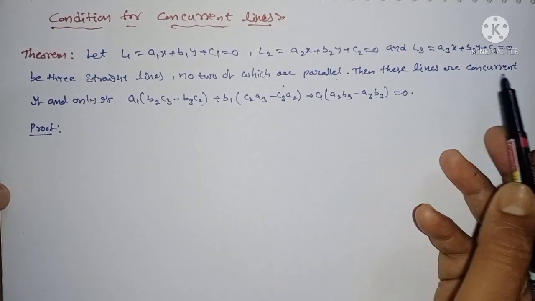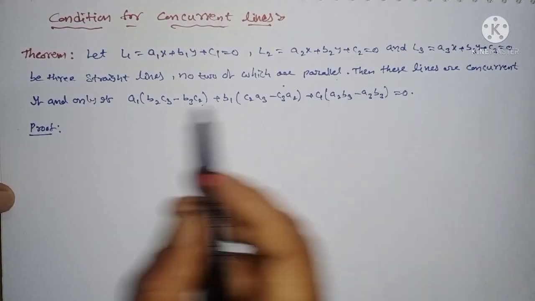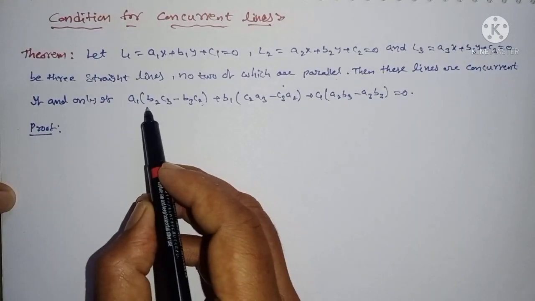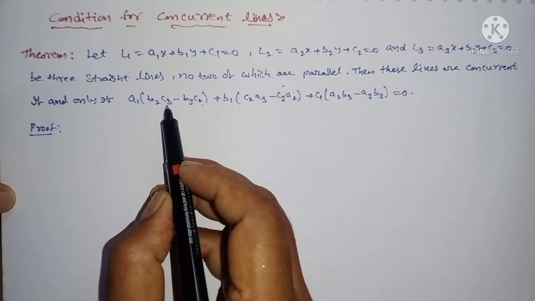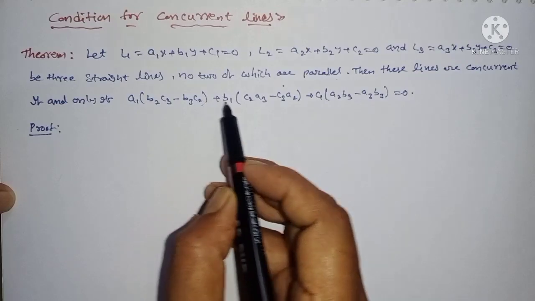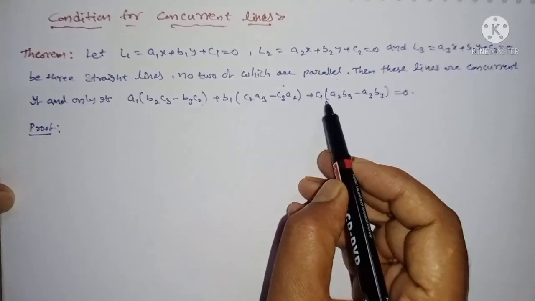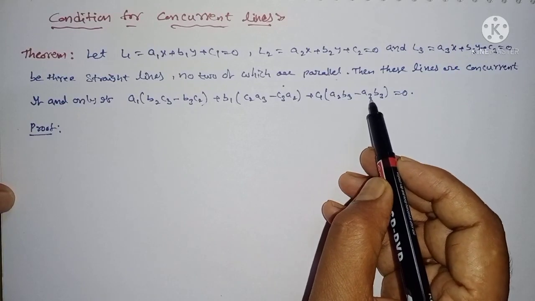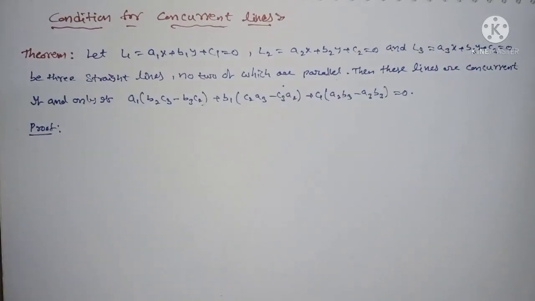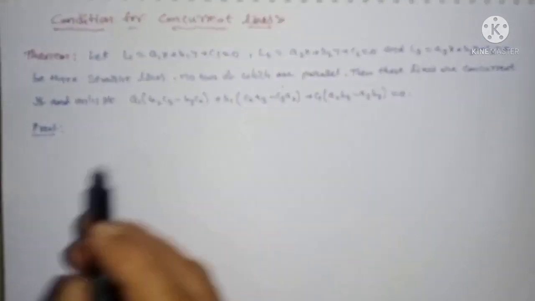Then these lines are concurrent if and only if you have the formula, that is a1 of b2 c3 minus b3 c2 plus b1 of c2 a3 minus c3 a2 plus c1 of a2 b3 minus a3 b2 is equal to 0. You have to prove this.